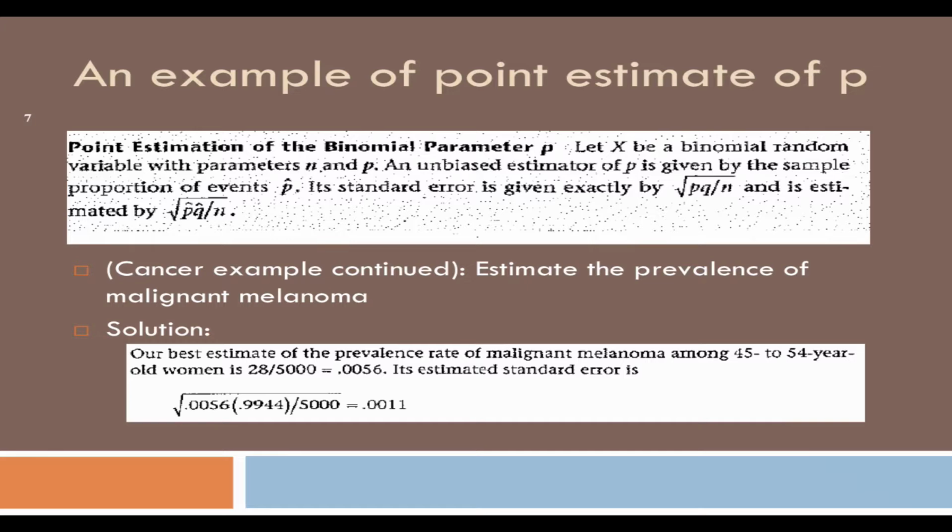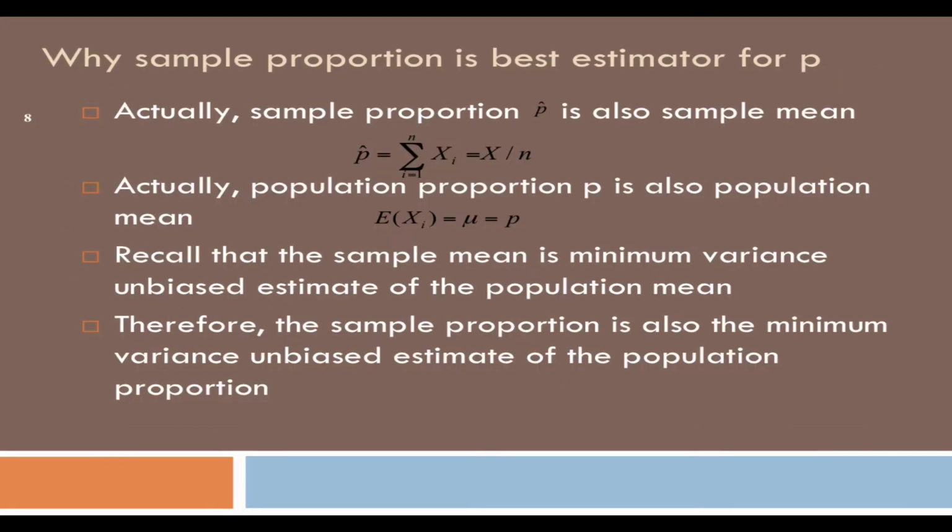Okay. So what we have discussed here is the point estimate of p. And like we talked about in the population mean scenario, I told you that the sample mean is really the best estimator for the population mean. And why is that? It's because it's unbiased and it has the smallest variance. So in this case, can we say the same? Can we say the sample proportion is the best estimator of the population proportion? The answer is yes. And how do we prove that?